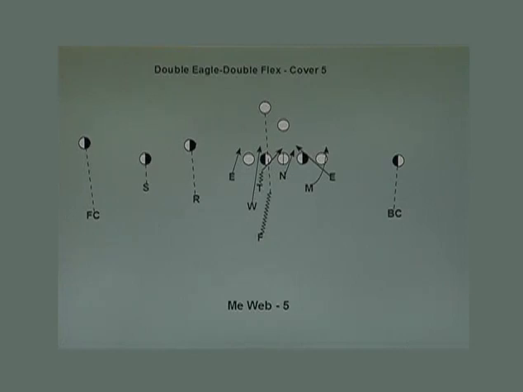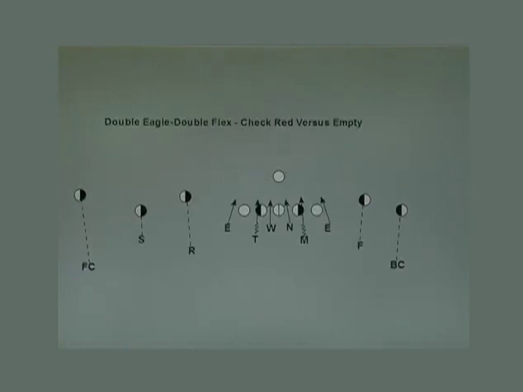Okay, this is a definite cover five here, where we've got a Me Web five, where the free safety now is going to come up, look like he's going to blitz, but he's not going to blitz. He's going to cover that halfback. We're coming here, and again, it looks like we've got a four-man pass rush coming strong, but really, in fact, it's only a three-man pass rush, and we may screw up his assignment a little bit, and we've got a good chance of a sack here.